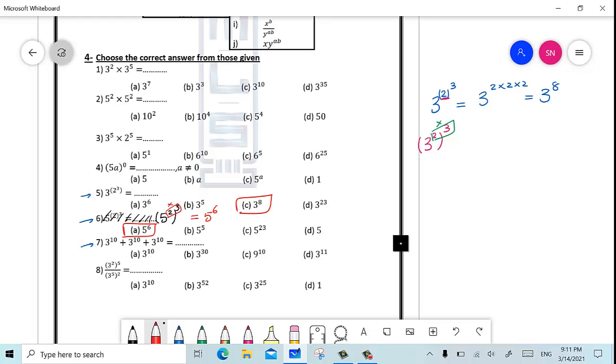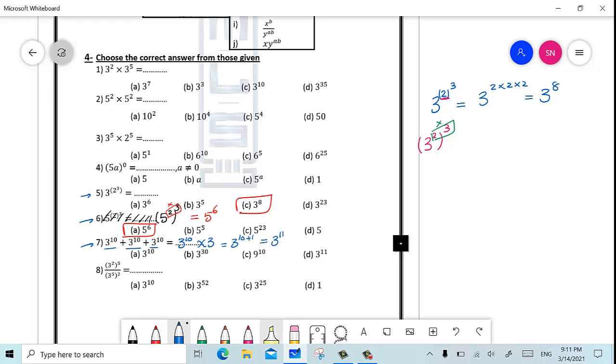Let's go now for number 7. 3 to the power of 10 plus 3 to the power of 10 plus 3 to the power of 10. As we can see here, we said before that repeated addition is multiplication. So here I have 3 to the power of 10 repeated for how many times? It's repeated for 3 times. So as if I'm making 3 to the power of 10 times 3, I have same base, so it's going to be 3 to the power of 10 plus 1, which is equal to 3 to the power of 11.